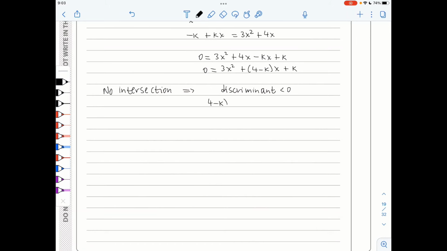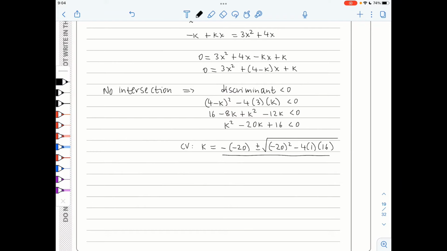My b is 4 minus k, my a is 3, and my c is k. So 16 minus 8k plus k squared minus 12k is less than 0, which means that k squared minus 20k plus 16 is less than 0. It's a quadratic inequality. It does not factorize. I will find the critical values by using the quadratic formula. So k is minus b plus or minus the square root of b squared minus 4ac, over 2a, which gives me 10 plus or minus 2 root 21.